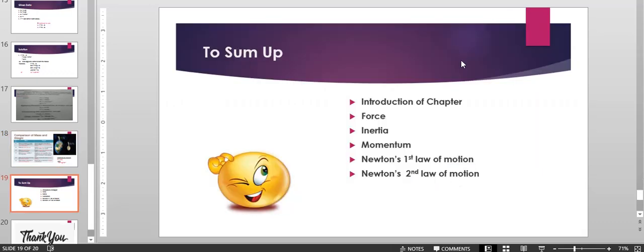To conclude, we can say that in today's lecture we have discussed the introduction of the chapter, then force, inertia, momentum, Newton's first law of motion and Newton's second law of motion. In the next class, we will discuss Newton's third law of motion in a bit more detail.